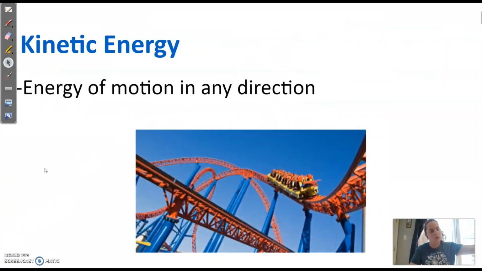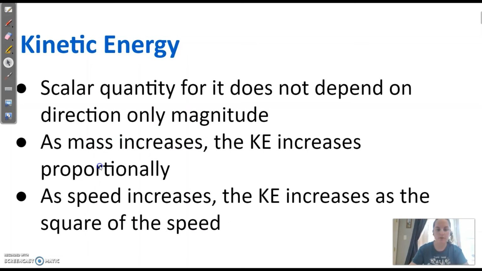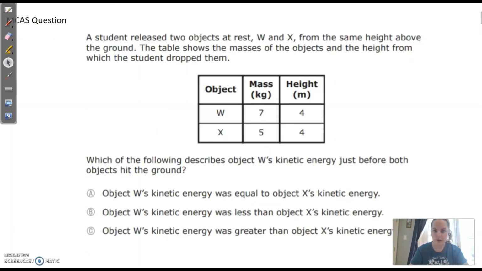All right, so let's talk about kinetic energy. Kinetic energy is the energy of motion in any direction. And kinetic energy is equal to 1/2 mv squared, where m is the mass of the object in kilograms, v is the velocity of the object in meters per second. And again, kinetic energy is an energy, so we measure it in joules. Now kinetic energy is technically a scalar quantity because it doesn't depend on direction, it only depends on magnitude. So as the mass increases, your kinetic energy also increases proportionally. As your speed increases, the kinetic energy increases as the square of the speed. And again, look back on that equation so that you can verify that.